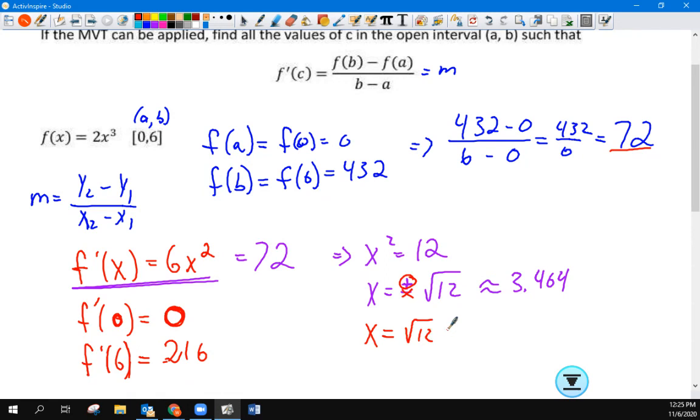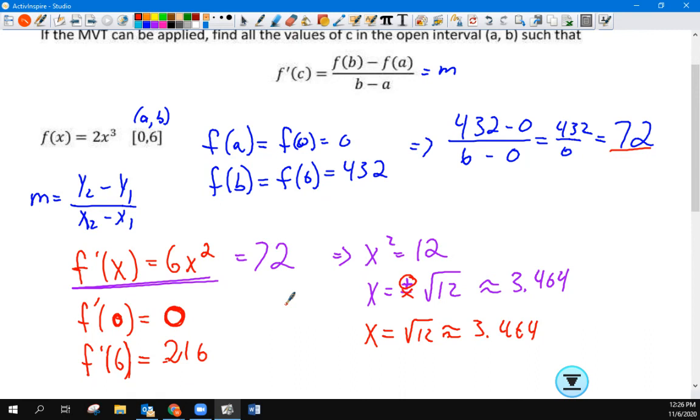So my solution is positive square root of 12, or approximately 3.464. That is where my slope at a point, my derivative, is equal to the average slope. And you could plug it in. If you plug in 3.464 squared times 6, you get approximately 72. You get 71.995, which is basically the same.